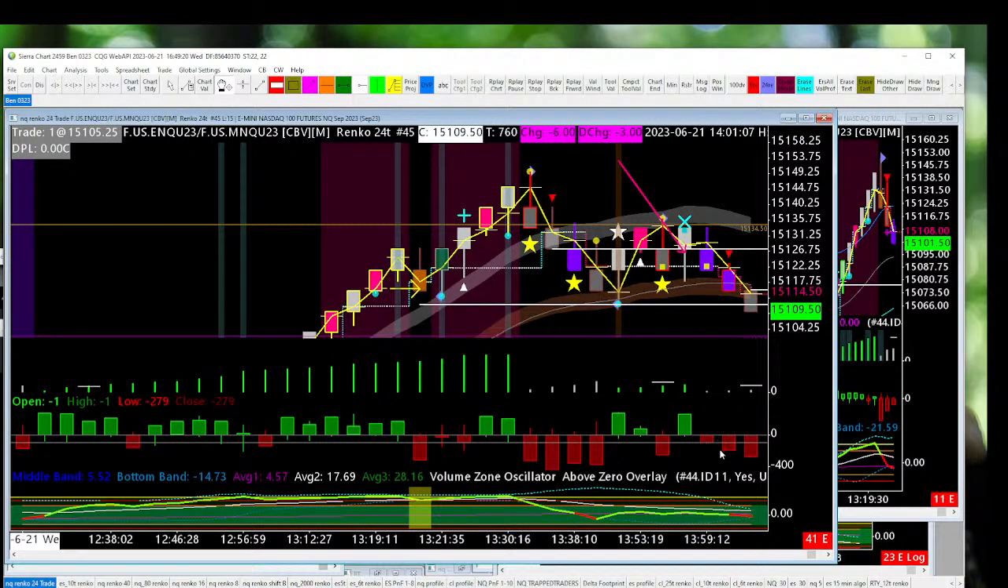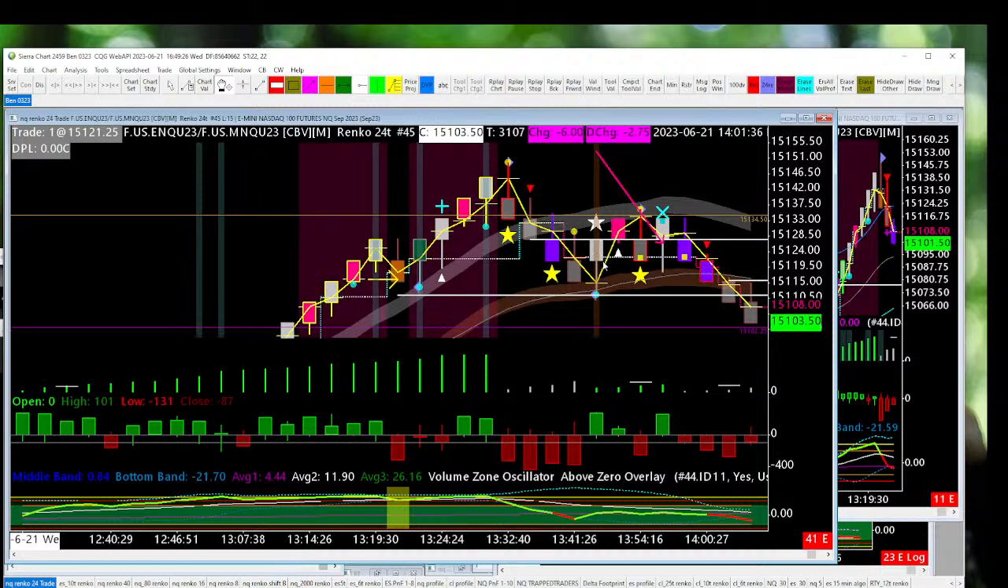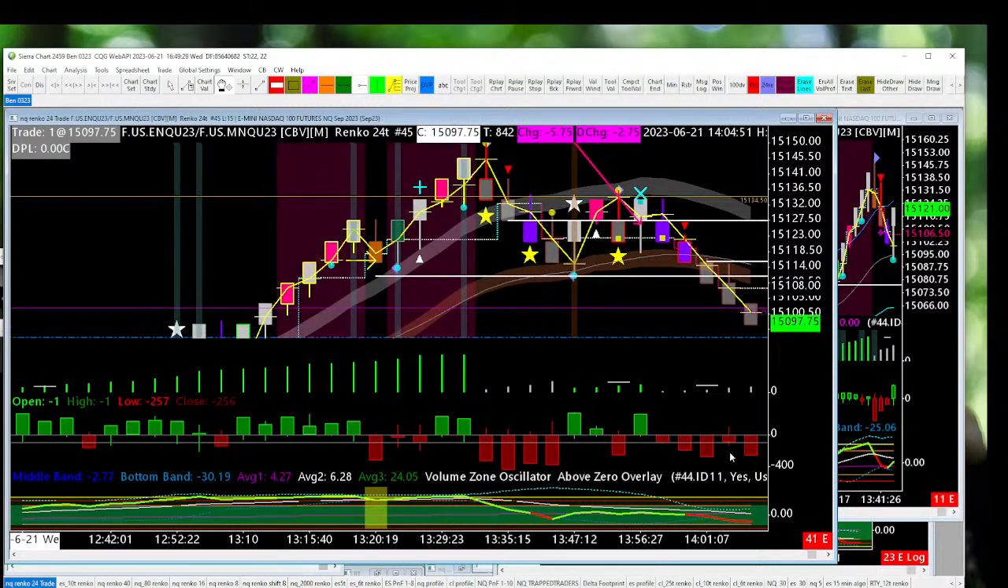Okay. Increasing delta. So they probably don't need any more pullbacks. Oh yeah, it's even clearer on the 24 tick. There's less noise.